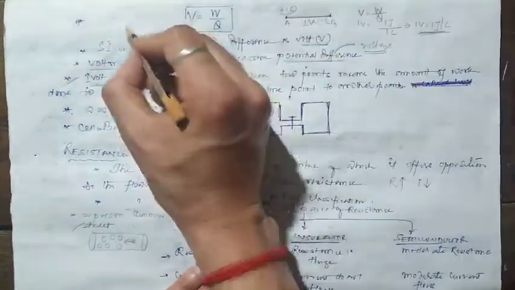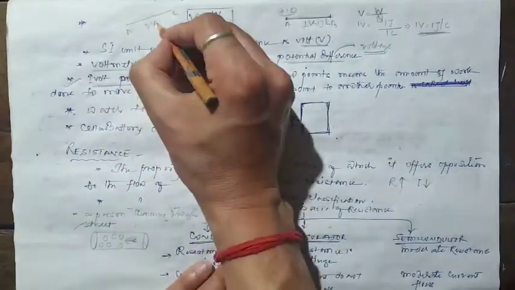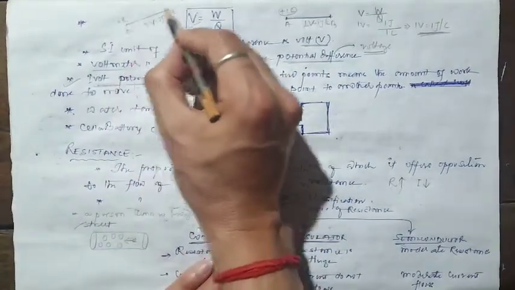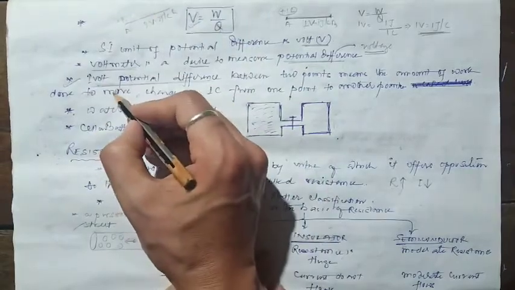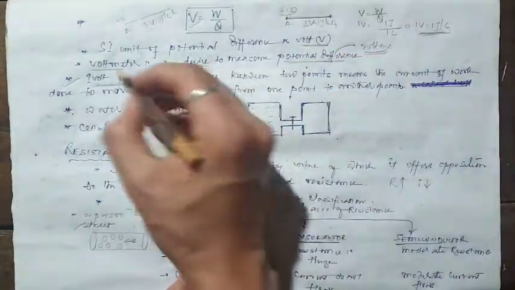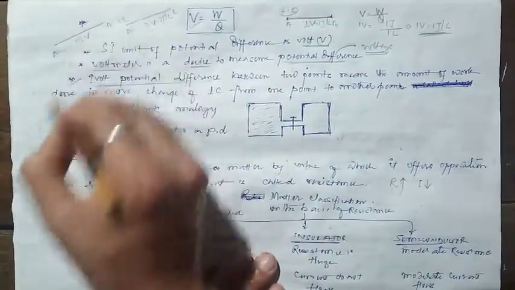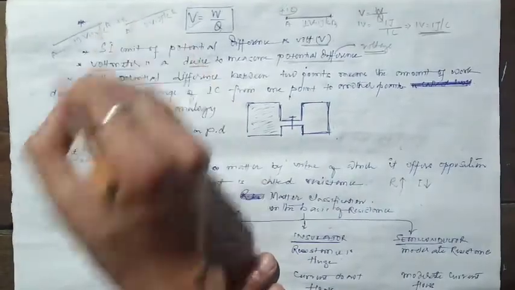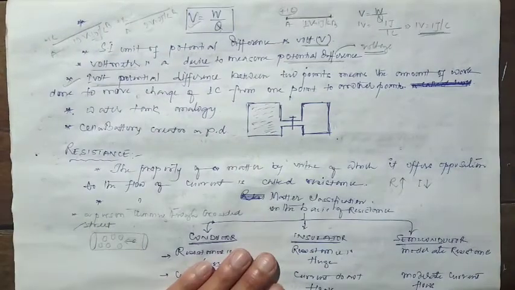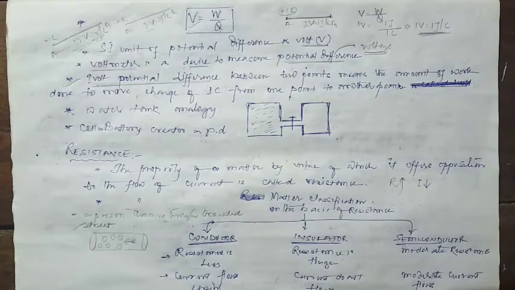Now, if I say between 2 points A and B, there is a potential difference of 2 volt, what does it mean? It means 2 joule per coulomb. To carry 1 coulomb of charge from point A to point B, I have to spend 2 joule of energy. That's what we mean by a potential difference of 2 volt between 2 points. Say if the potential difference is 10 volt, it means 10 joule per coulomb. To carry 1 coulomb of charge from point A to point B, I have to spend 10 joule of energy.